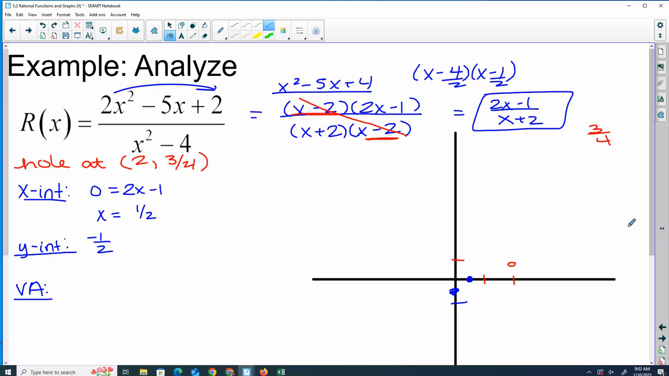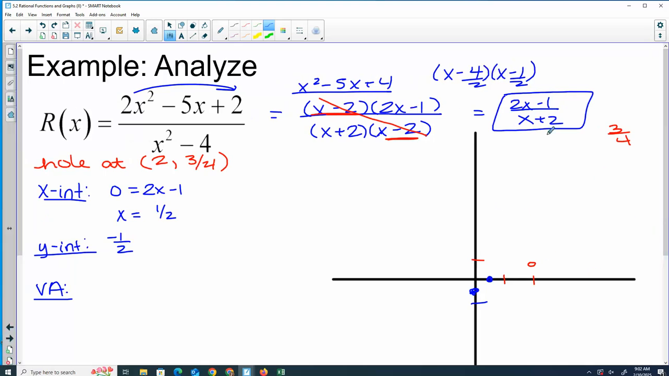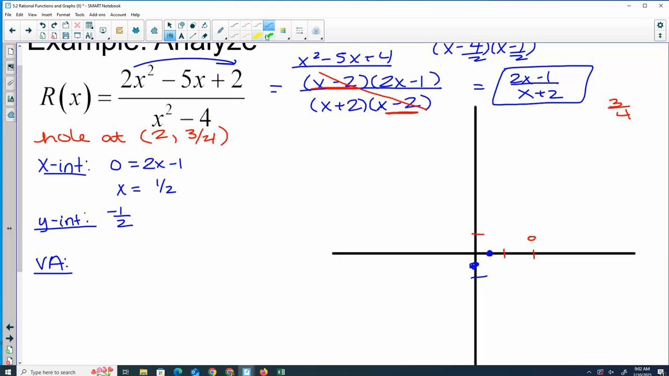Vertical asymptote. It comes from the denominator. So to find a vertical, you are looking at what makes the denominator 0. And what would that be? Negative 2. And you have to write x equals negative 2. Because it's a vertical line, it's an actual line, so we need an equation. And we draw that as a dashed line.